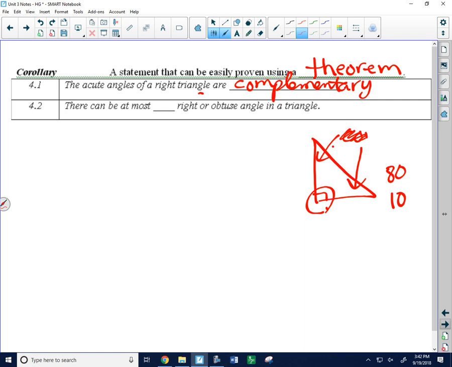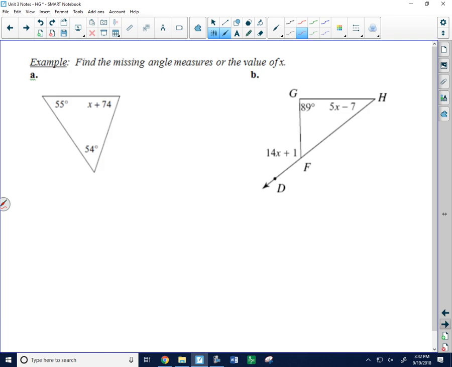Another one, there can be at most one right or one obtuse angle in a triangle. Can't be 2 or more. We'll actually prove that later in the unit. And then to finish up, find the missing angle. Well, we're just going to find x up here. You can apply some of the theorems we just did. The first one, I see a triangle, and they're all the 3 angles of a triangle.